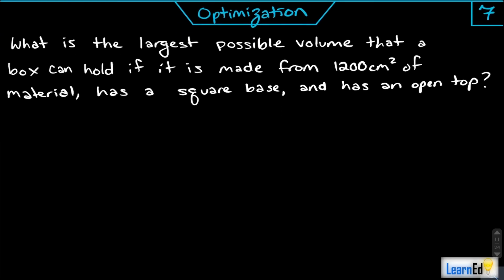So now we're going to be on to optimization, all right? And we'll start off with the easiest of the 3 optimization problems that we're going to be doing. I wanted to make sure that you get some extra practice for optimization. We're going to start off with the question, what is the largest possible volume that a box can hold if it is made from 1,200 centimeters squared of material and has a square base and has an open top?